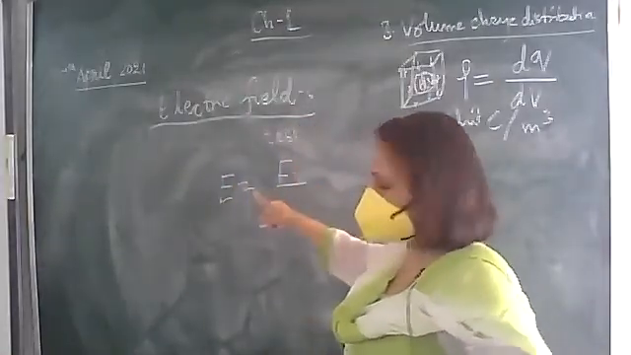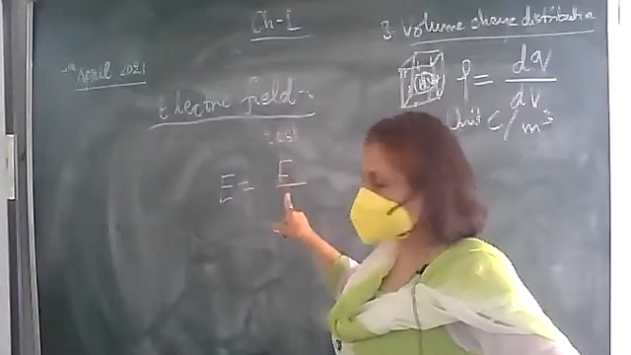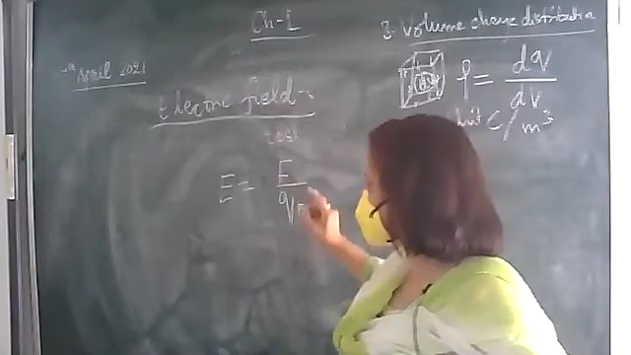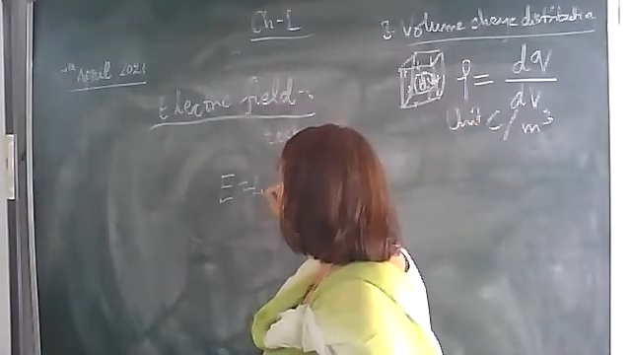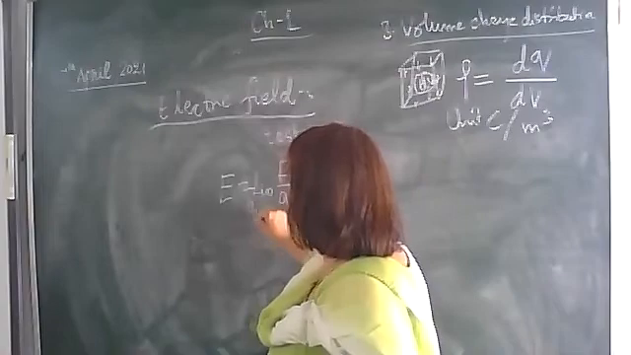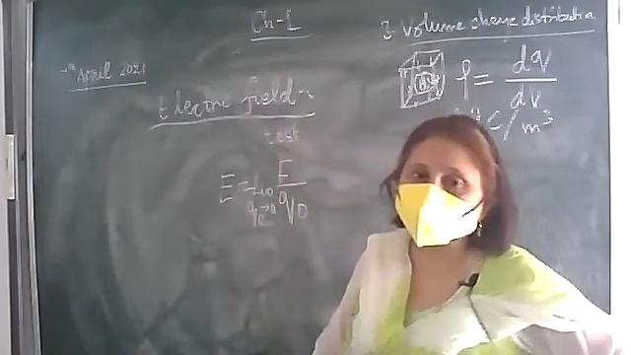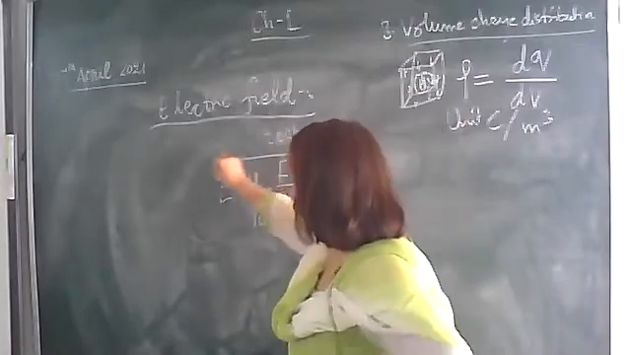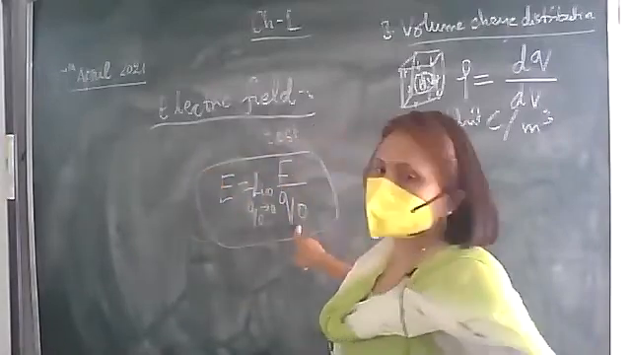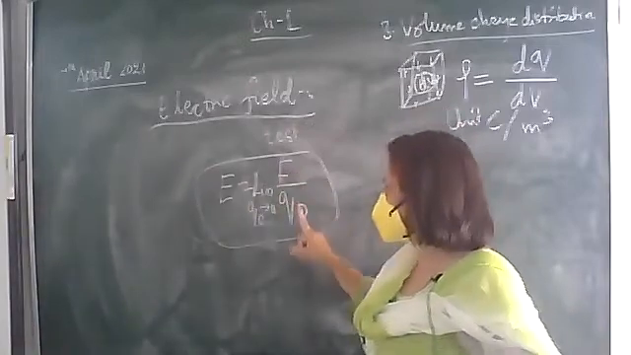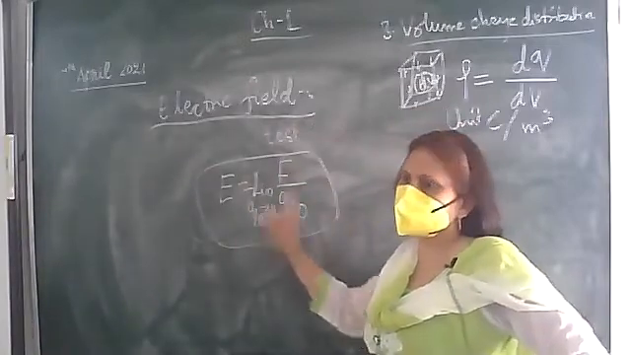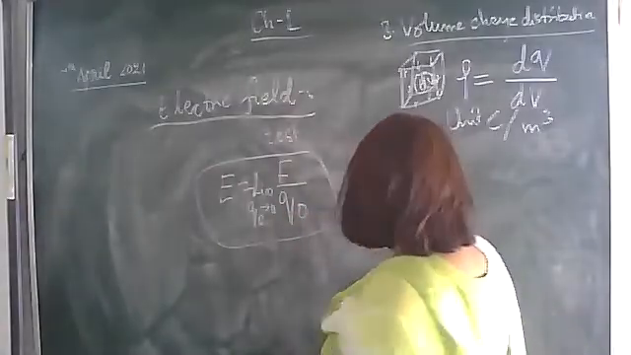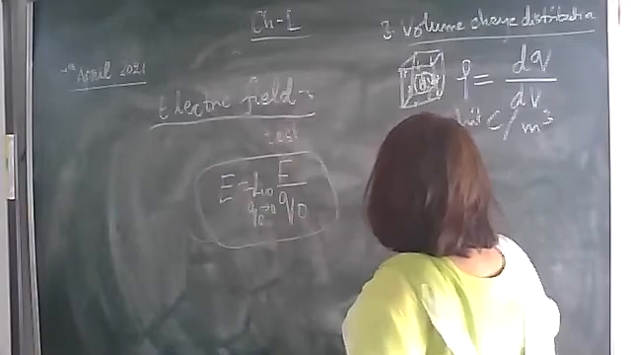As you have written, electrostatic force per unit test charge. Test charge will be denoted by Q naught, in the limit Q naught tending to 0. So electrostatic force per unit test charge is called the electric field. Now why do we take it as a test charge? Suppose we are finding out the electric field of Q charge.